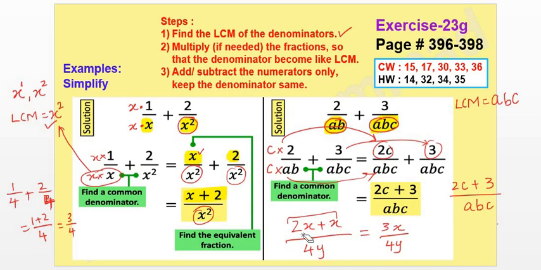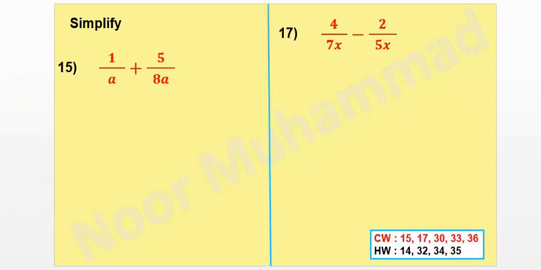In both these examples that I have written over here, 2c plus 3 is made of unlike terms, so they cannot be added together, and you will leave them like that. Okay, let's solve some questions from the exercise now, keeping the steps in mind. First of all, I have to find the LCM of 8 and 8a. 8 and 8a.